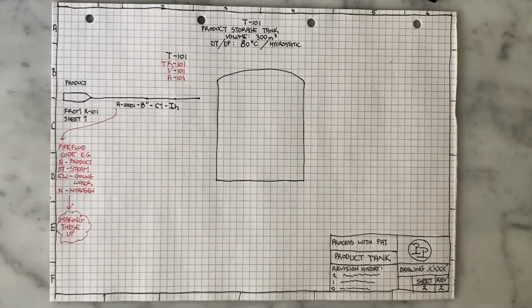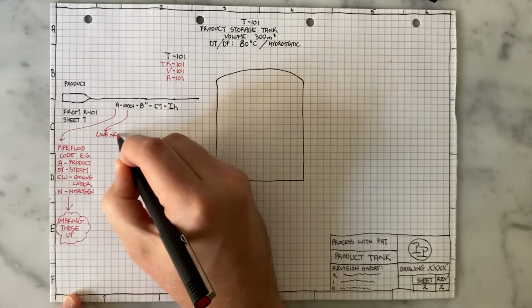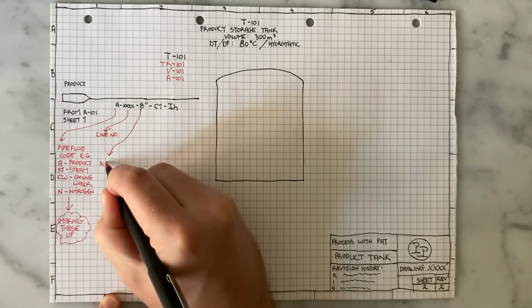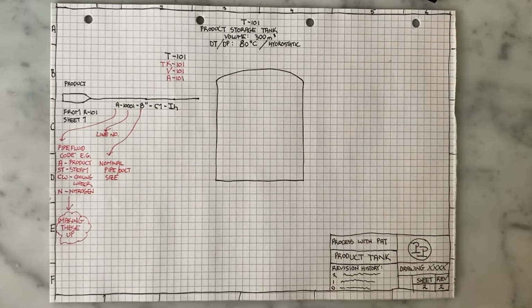The next number, I've got 10,001, will be the actual line number. That refers to the pipeline. No other pipeline will have the number 10,001 on my plant. Next, I put the nominal size of the pipe or duct that I'm dealing with. This one is an 8-inch line for argument's sake.